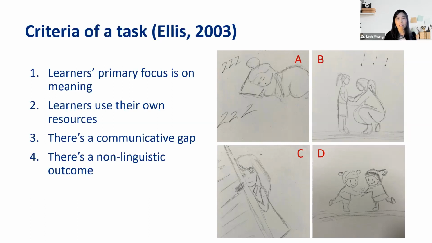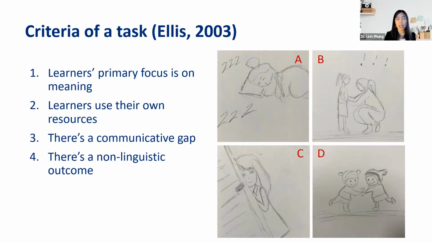And this communicative gap can be an information gap when learners have different information to exchange, an inference gap, which means that they may have different understandings of a text that they read or something that they listen to, and they have a reason to exchange their understanding. An opinion gap is when learners have different opinions to share. And finally, there is a non-linguistic outcome. And again, this criterion is here to make sure that learners have a reason to complete the task.